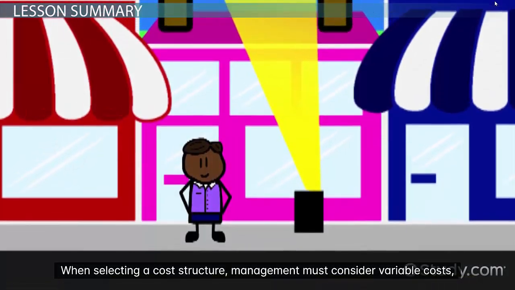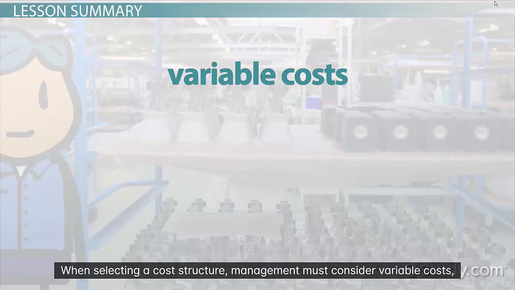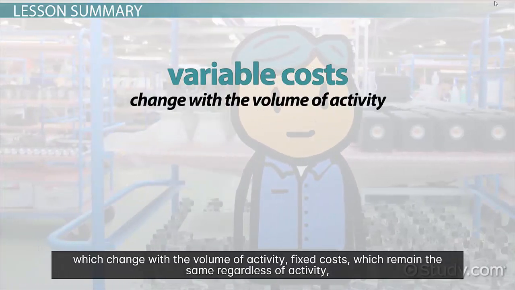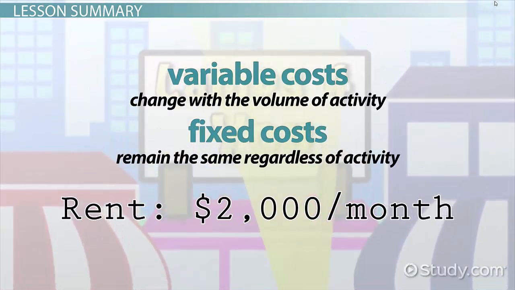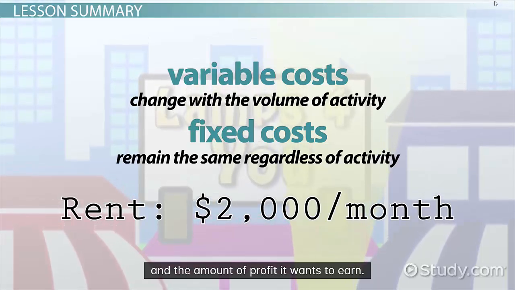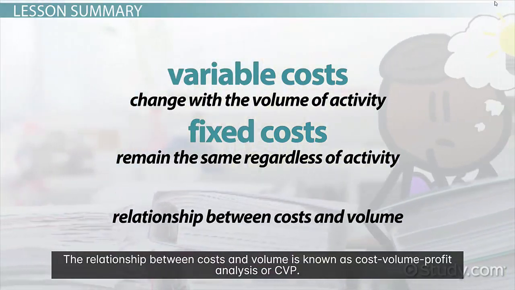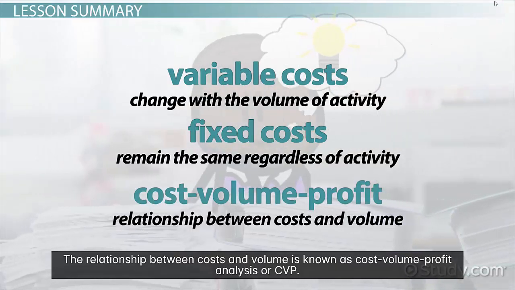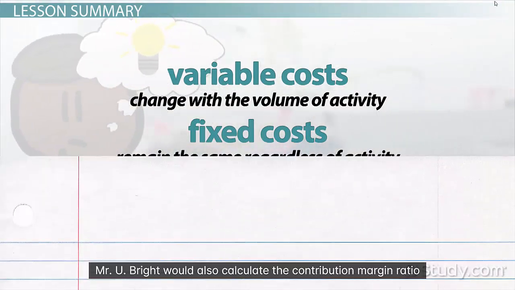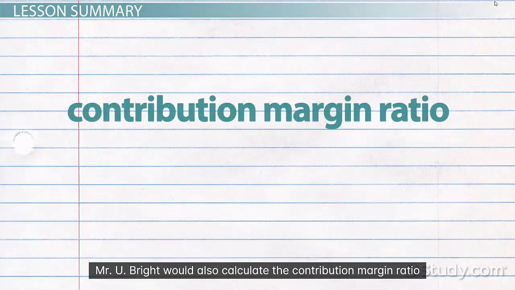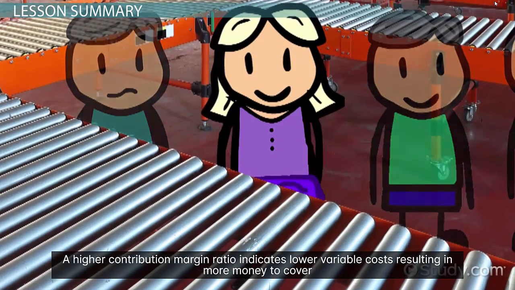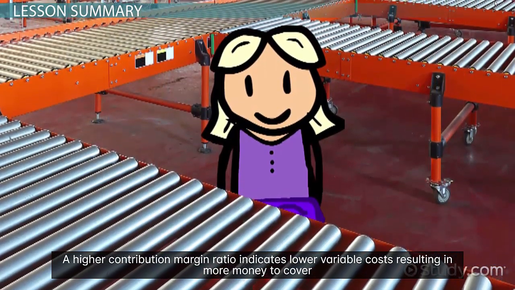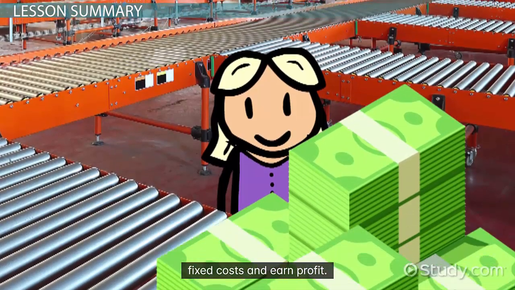When selecting a cost structure, management must consider variable costs, which change with the volume of activity, fixed costs, which remain the same regardless of activity, and the amount of profit it wants to earn. The relationship between costs and volume is known as cost-volume profit analysis, or CVP. Mr. Ubright would also calculate the contribution margin ratio, sales minus variable cost divided by sales revenue times 100%. A higher contribution margin ratio indicates lower variable costs, resulting in more money to cover fixed costs and earn profit.